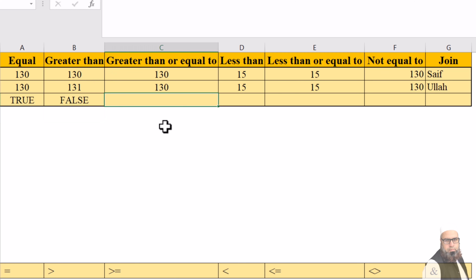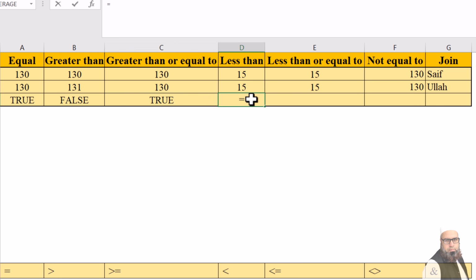Similarly, we can compute greater than or equal to. It returns true if the value in the first cell is greater than or equal to the value in the second cell. Equal to 130 greater than equal to 130, and the answer is true as these values are equal to each other. So Microsoft Excel returned that it is true that these two values are greater than or equal to with each other.